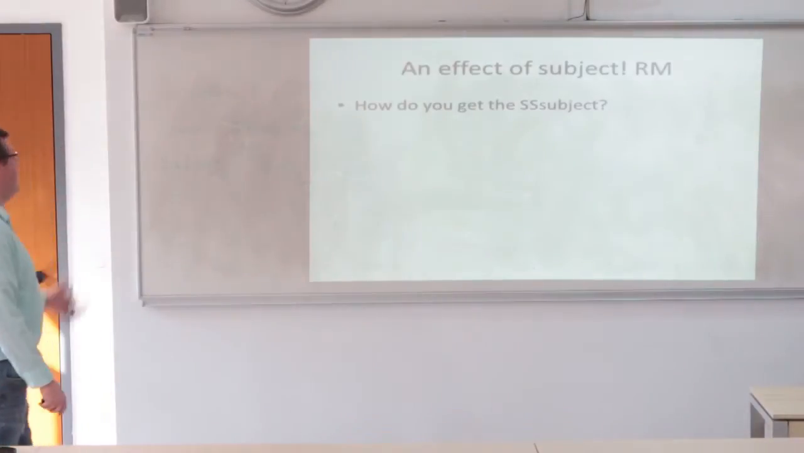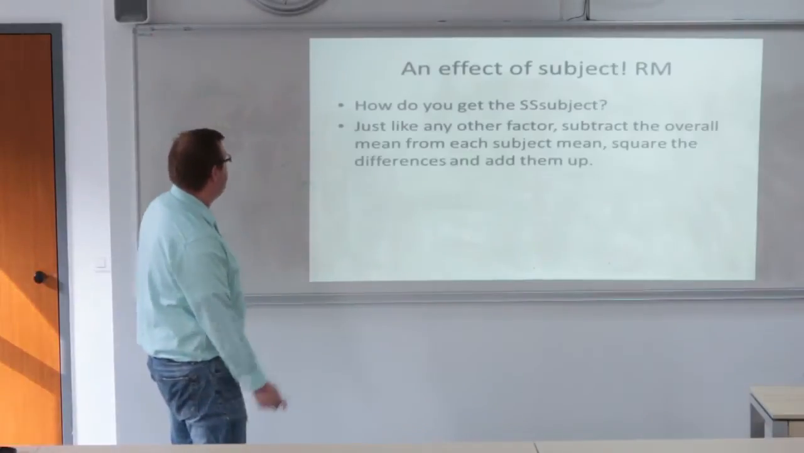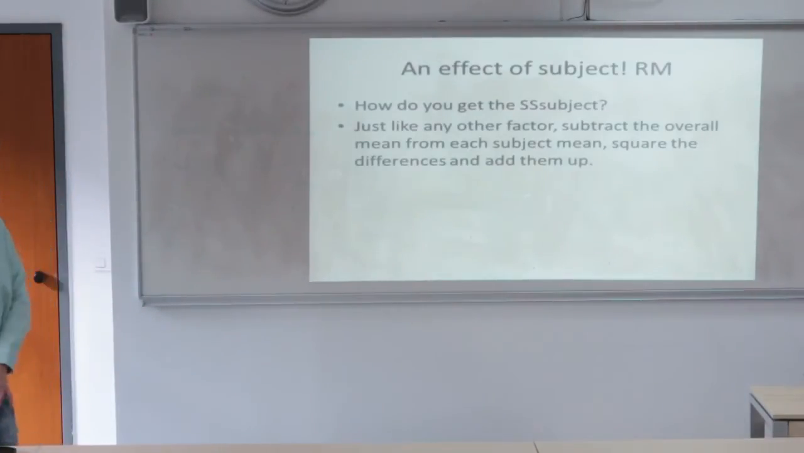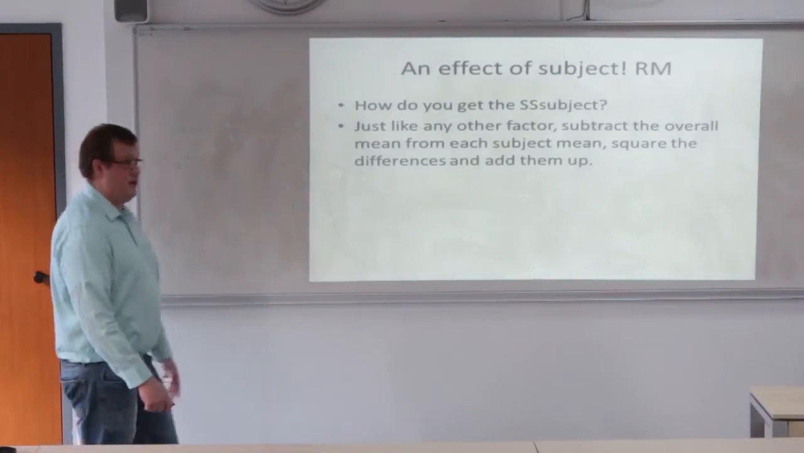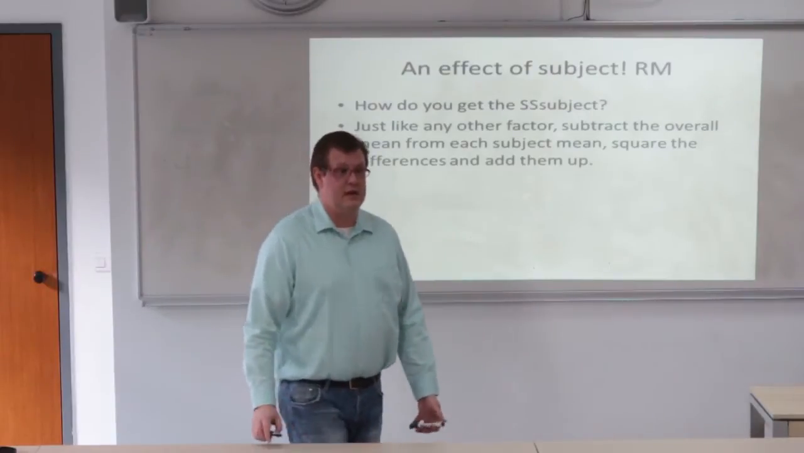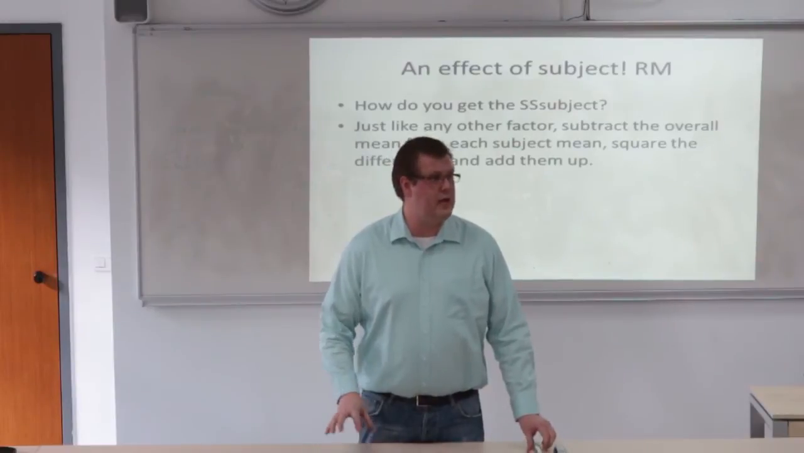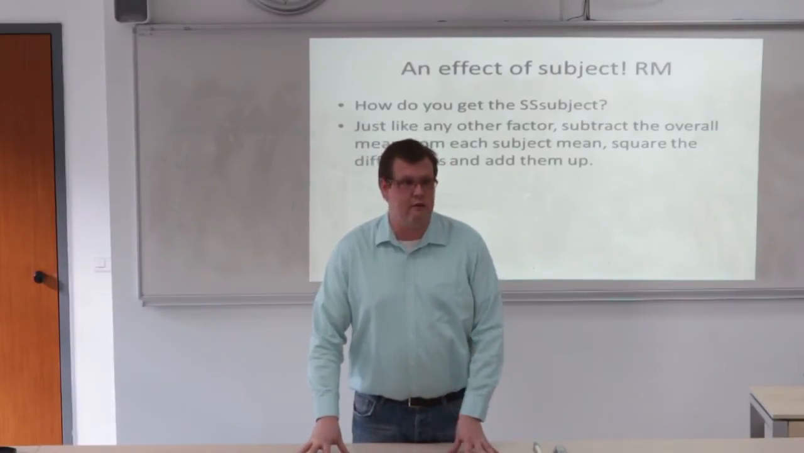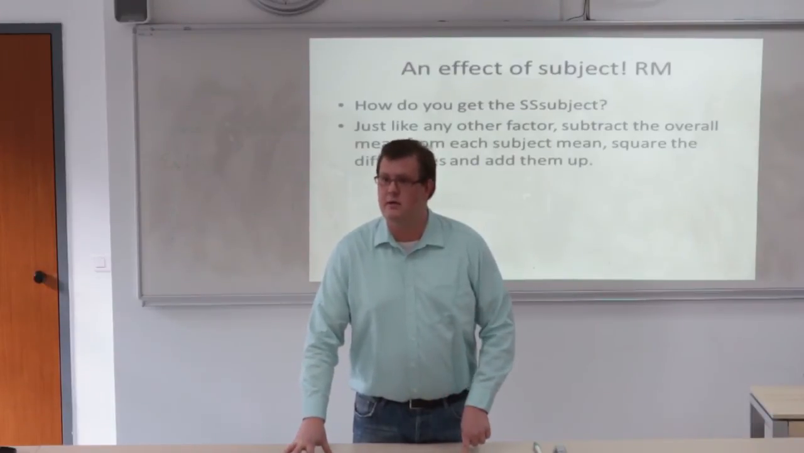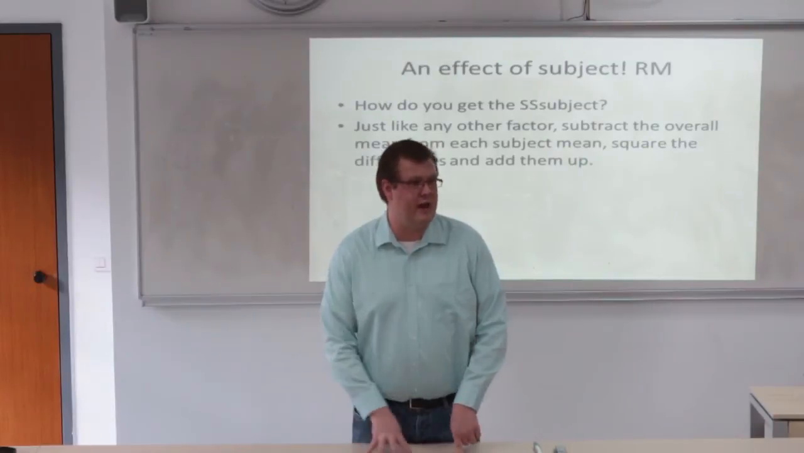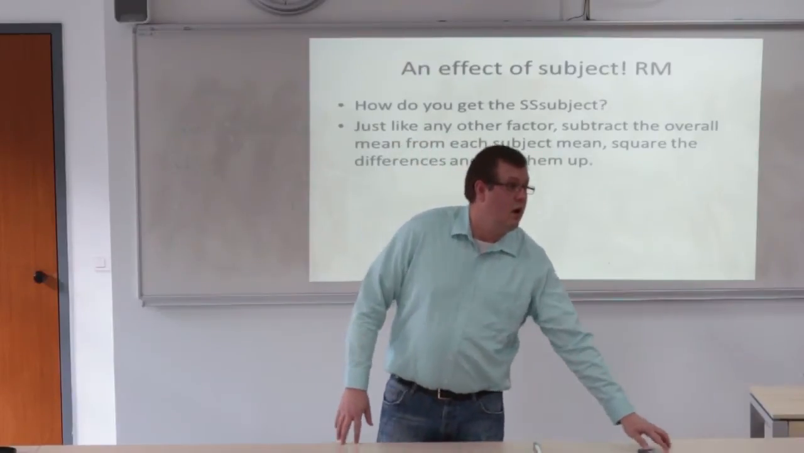So, how do you get the sum of squares for the subject if we're doing a repeated measurement? Just like any other factor, you do exactly the same thing. There is no difference. The only thing is, instead of looking at Q, you are looking at subject. You get the difference between each subject and the grand mean. Right? So the mean of each subject minus the grand mean. This will give you an idea about the effect of that particular subject. Won't that give us the error?